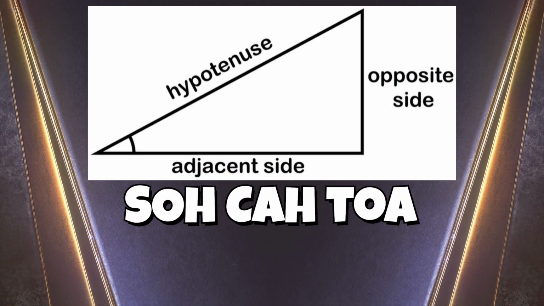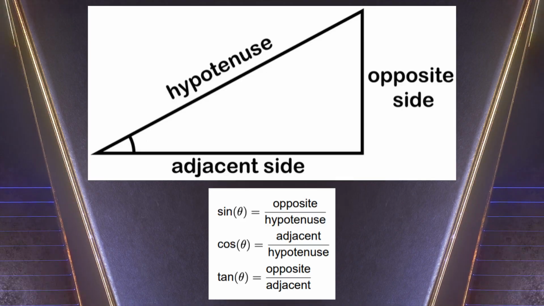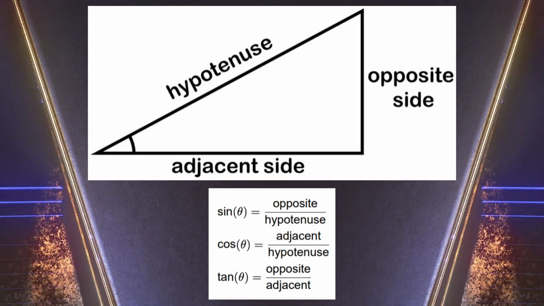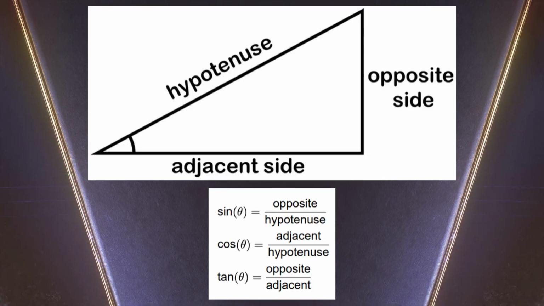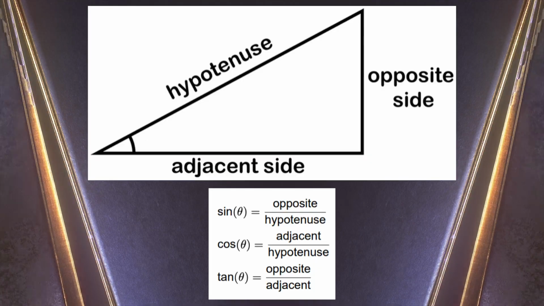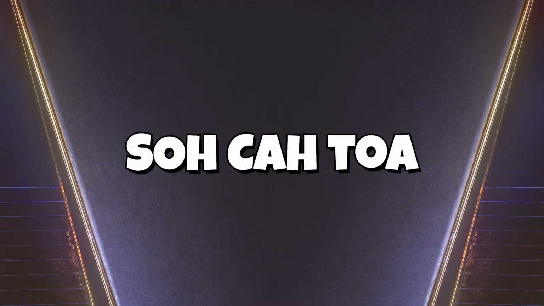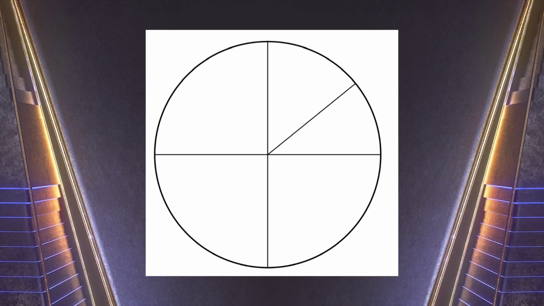Let's do a quick review of SOHCAHTOA before we dive into trig functions. Sine is opposite over hypotenuse, cosine is adjacent over hypotenuse, and tan is sine over cosine, which is opposite over adjacent. So now that you have a quick review of SOHCAHTOA, I'm going to explain to you the unit circle and all of the trigonometric functions.